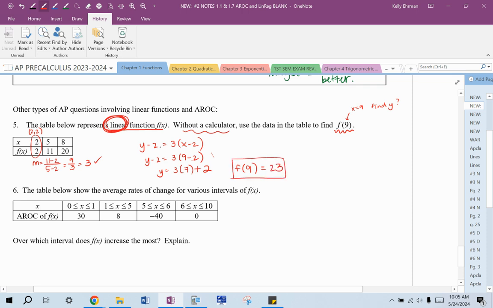I know I used x and y because I was just writing a linear equation, but you could change this to f of x or whatever. It doesn't matter.